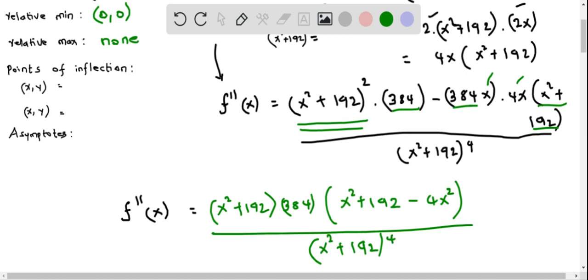And now we can simplify this. We have 384 times x squared plus 192 minus 4x squared, which is negative 3x squared. So I'm going to change this to 192 minus 3x squared. This is negative 3x squared.